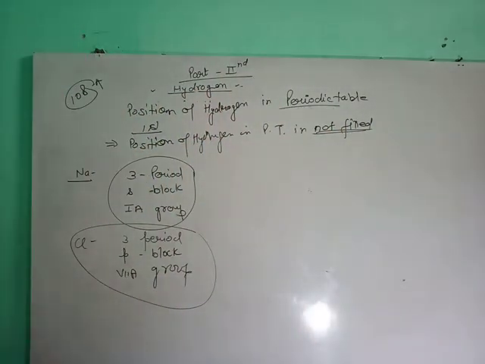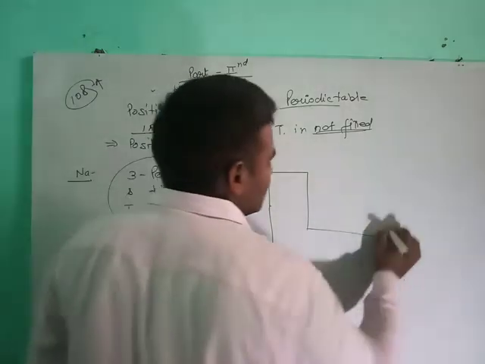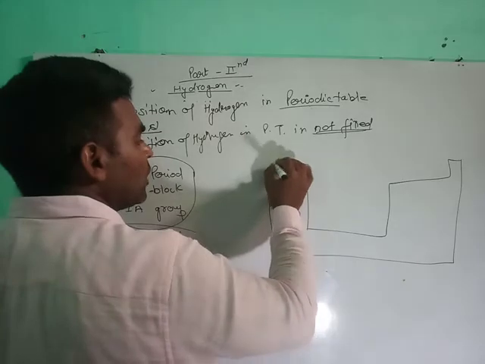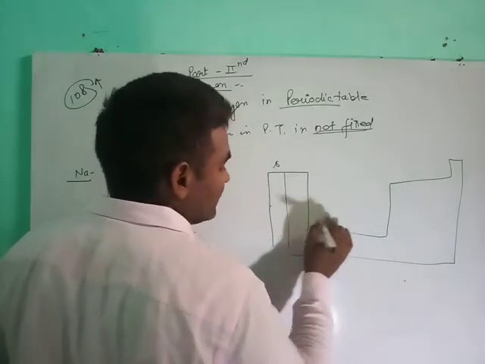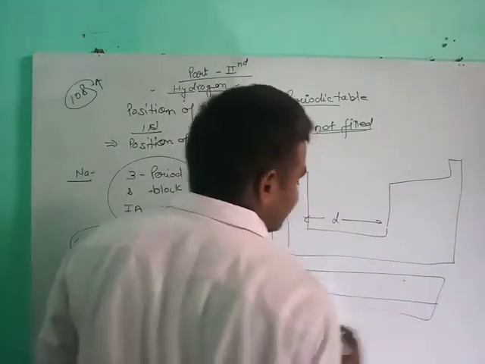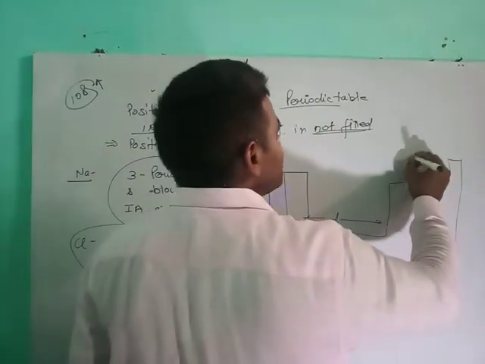Now you can ask me what the position of hydrogen is and why the position of hydrogen is not fixed. So first I tell you what the different positions of hydrogen in the periodic table are. You read the periodic table. The periodic table has such a diagram, a rough diagram. This is the s block, this is the d block, and here we have two lines of 28 elements. This is the f block, and this one is the p block.